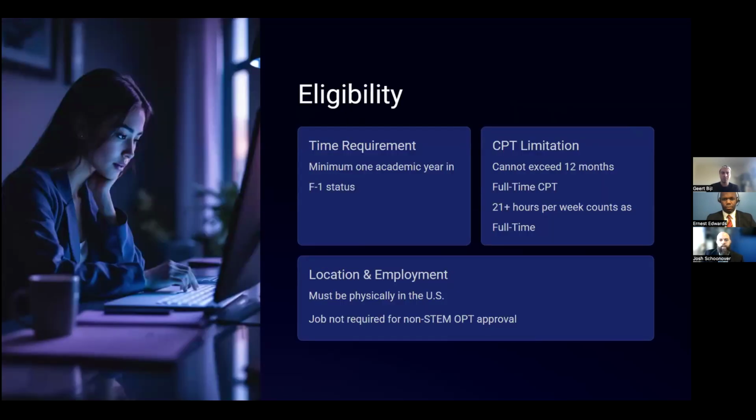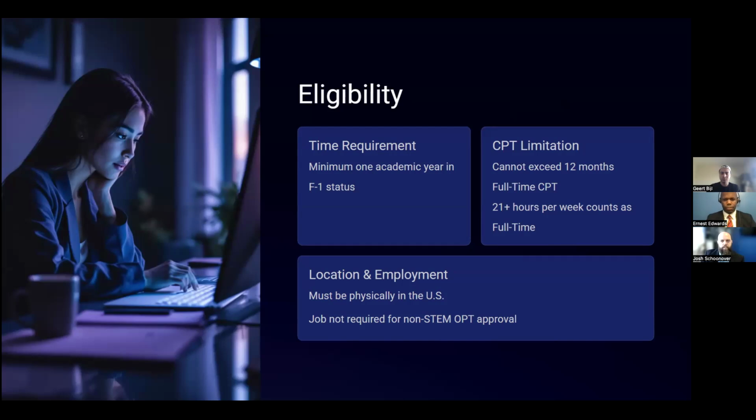So in order to apply for OPT, there are some eligibility requirements. First and foremost, you have to have been in the US for at least one academic year as an F1 student. So say you started in your home country, you did a year, and then you come to the US, and then you think, well, I've already completed a year with the university. Am I eligible now? And the answer to that is no. You need to be on F1 status for at least a year before you become eligible.